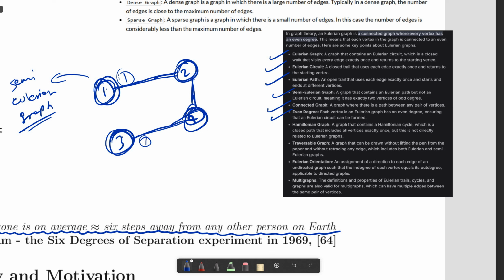Hamiltonian graph: this is a graph which contains a Hamiltonian cycle, which is a closed cycle that includes all vertices exactly once, but this is not directly related to Eulerian graph. I have always been confused between Hamiltonian and Eulerian. Okay, let's see if my confusion gets cleared here. Traversable graph is a graph that can be drawn without lifting a pen from the paper and without retracing any edge, which includes both Eulerian and semi-Eulerian graphs.